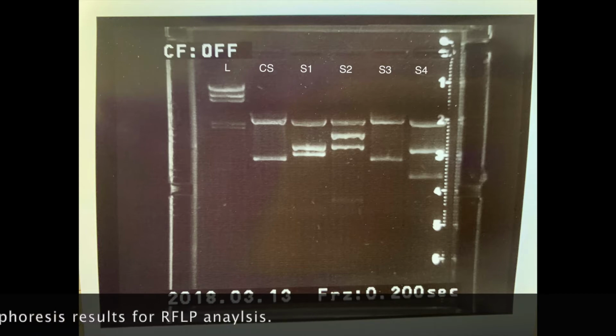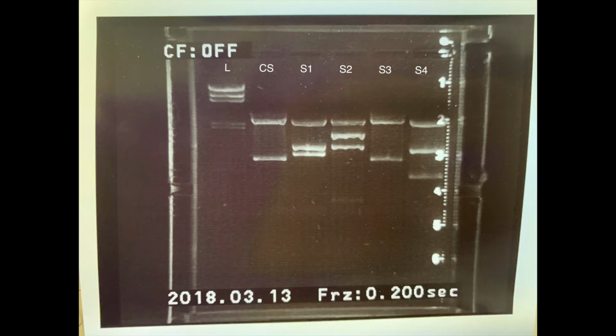When you digest phage lambda DNA with Hind3, you will get 8 fragments, all of known sizes, and these allow you to create a standard curve and determine the sizes of the fragments in your other columns. The second column is labeled CS. It contains the DNA collected from the crime scene, and the following columns labeled S1, S2, S3, and S4 just correspond to suspect 1, 2, 3, and 4.